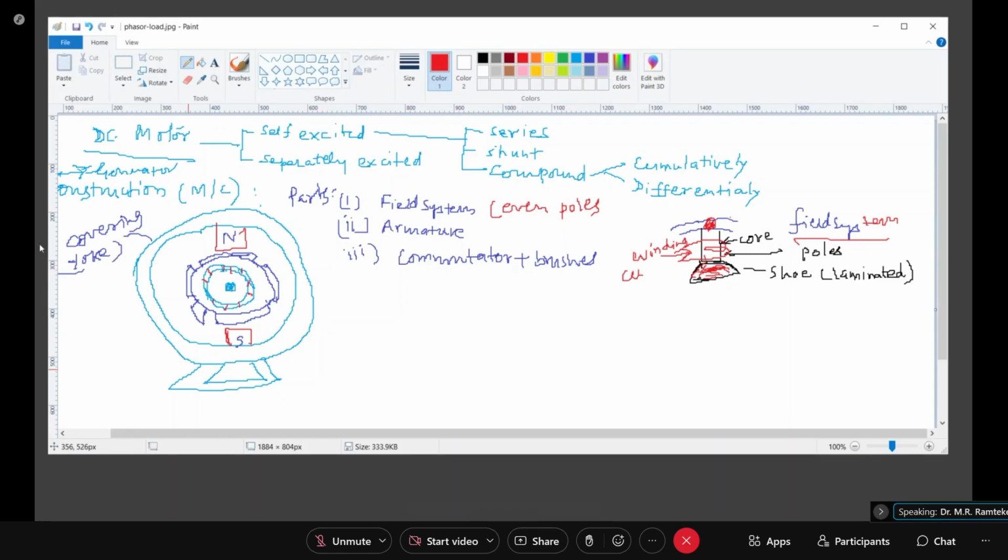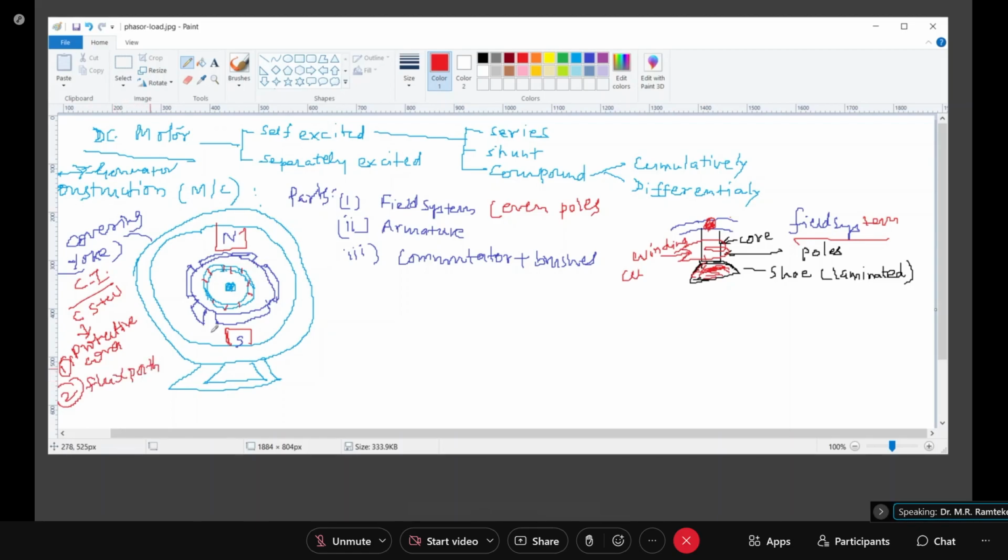The yoke normally will be made up of cast iron or maybe cast steel. The purpose of the yoke is to protect the overall machine. It is a protective cover. That is one function. The second function is that it provides the flux path.